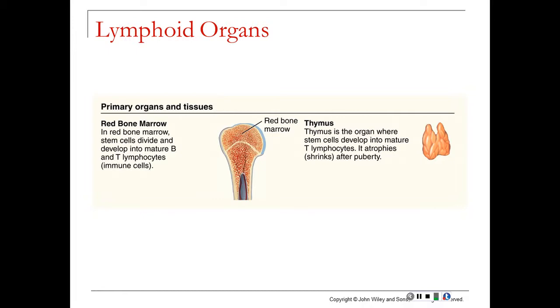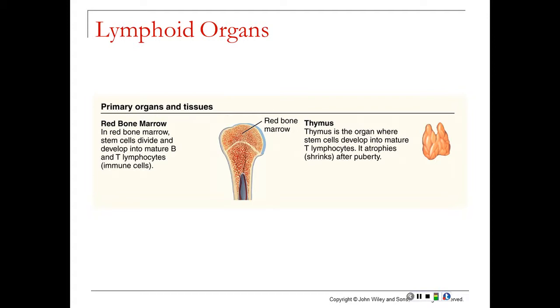Here you can see the red bone marrow, as you may recall. Red bone marrow within the epiphyses of these long bones. This is where those stem cells are going to divide and develop into mature B cells and T lymphocytes. The thymus is a special organ where stem cells are going to develop into mature T lymphocytes. It atrophies or shrinks after puberty.